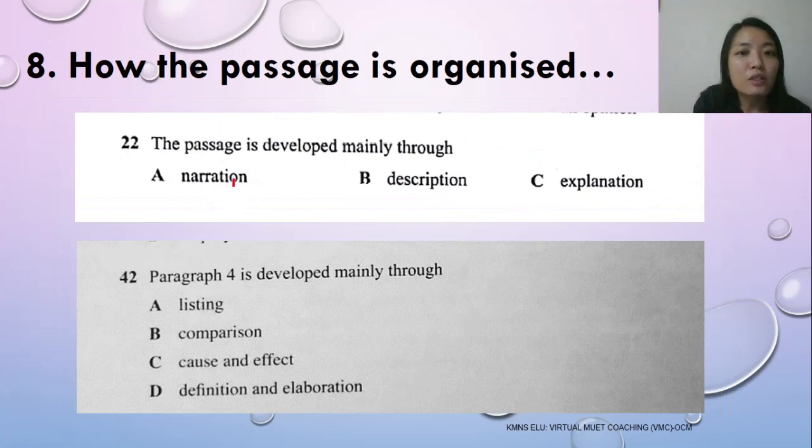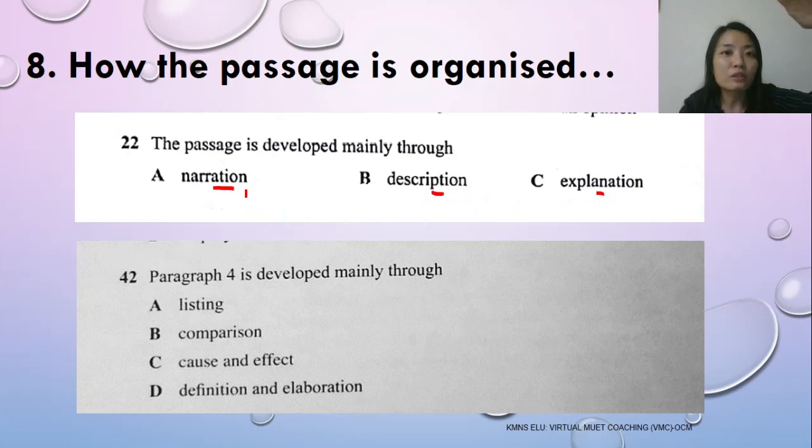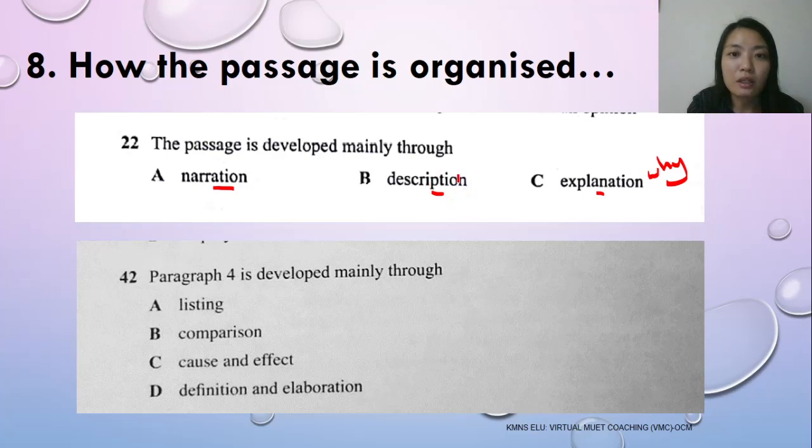For example, is it through narration, or is it through description, or is it through explanation? Narration would be in order. It's talking about something, then after that it talks about something else, and something else. It goes in order. Description would be describing something, a phenomenon. This is happening, this is happening, this is happening. Whereas explanation goes a bit deeper than description. Explanation talks about why something is happening. Description is just to describe the thing that is happening. So this is the difference between the two.